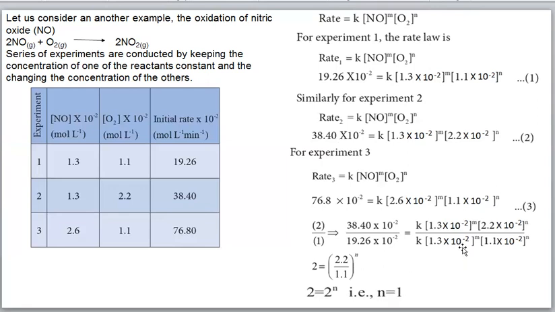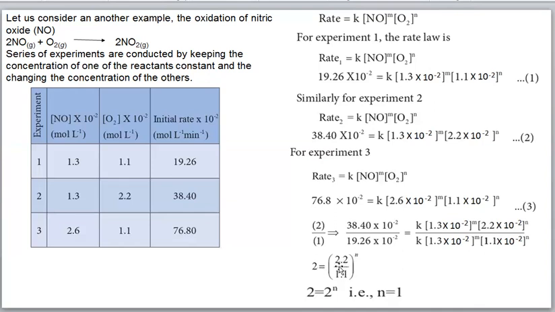10 to the power minus 2 to the power m. This 10 to the power minus 2 also cancels, this 10 to the power minus 2, this 10 to the power minus 2 cancel. Then here 1.3 and 1.3 also completely cancel. Then here 2.2 divided by 1.1, the whole power n, equal to 2.